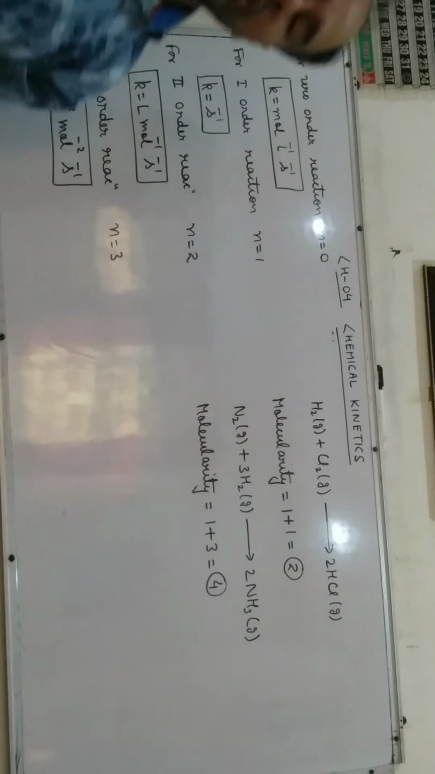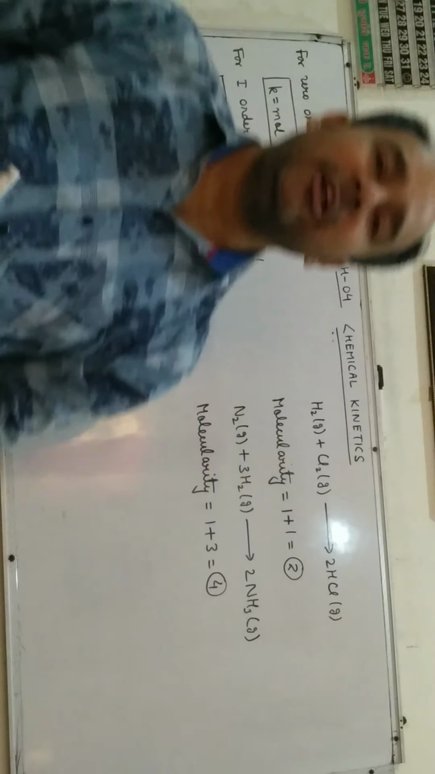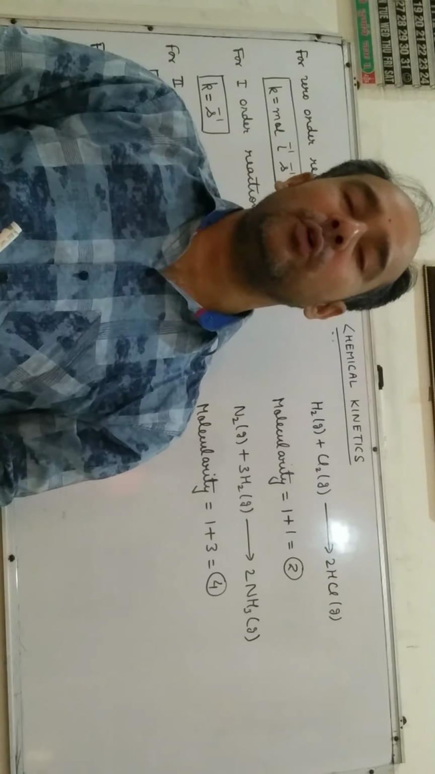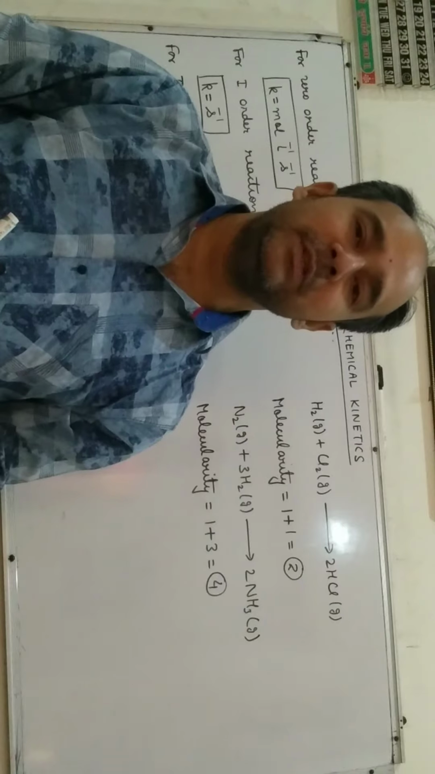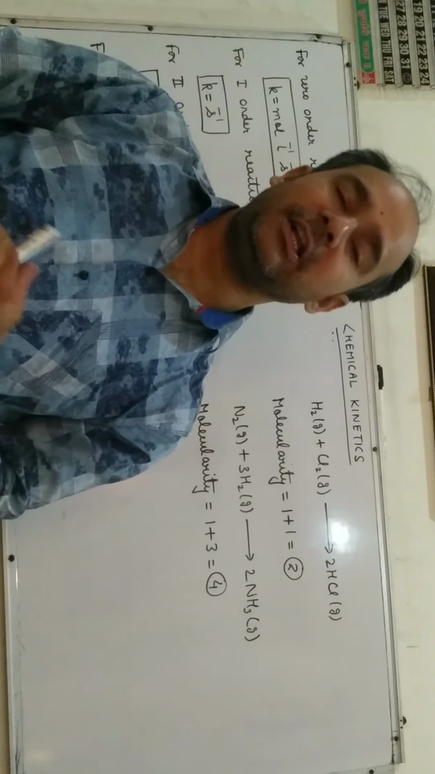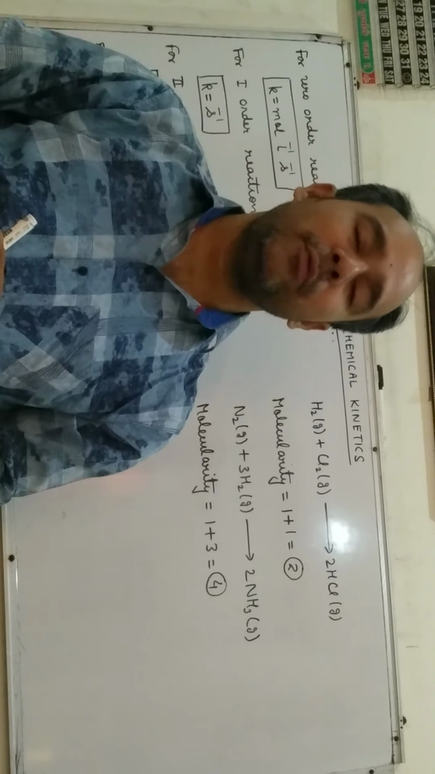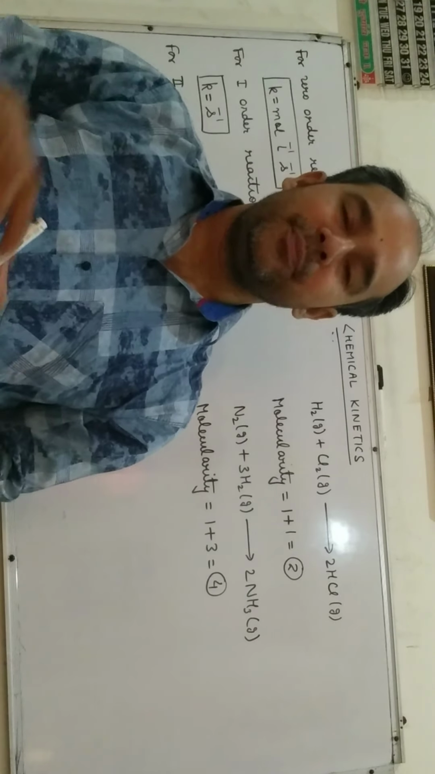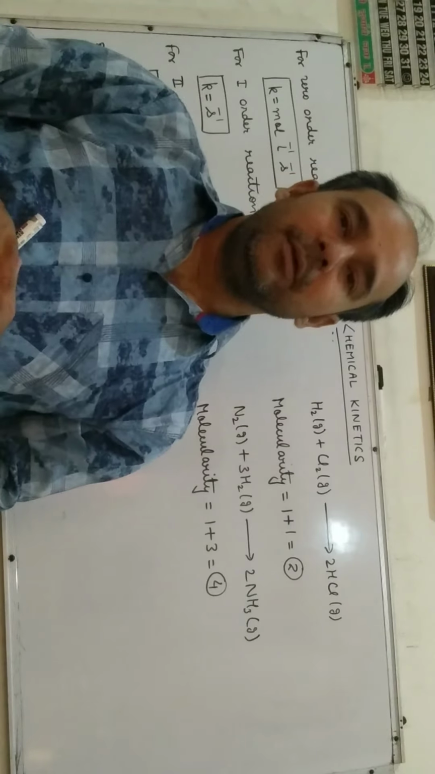It should be noted that reactions of higher order are less in number because the chance of colliding a large number of molecules simultaneously is rare. I repeat again, reactions of higher order are less in number because the chance of colliding a large number of chemical species is very rare.